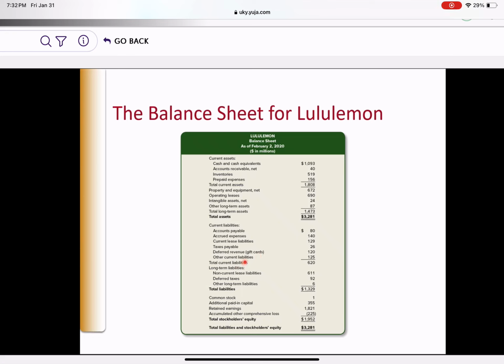And then they have some other current liabilities that were rather small in amount, but they added up to $125 million. And notice they broke down your long-term liabilities between long-term lease obligations, some taxes that you're going to owe in future years, as well as some other long-term liabilities. Could be, of course, with regard to maybe bonds or some notes that you actually signed or a mortgage.